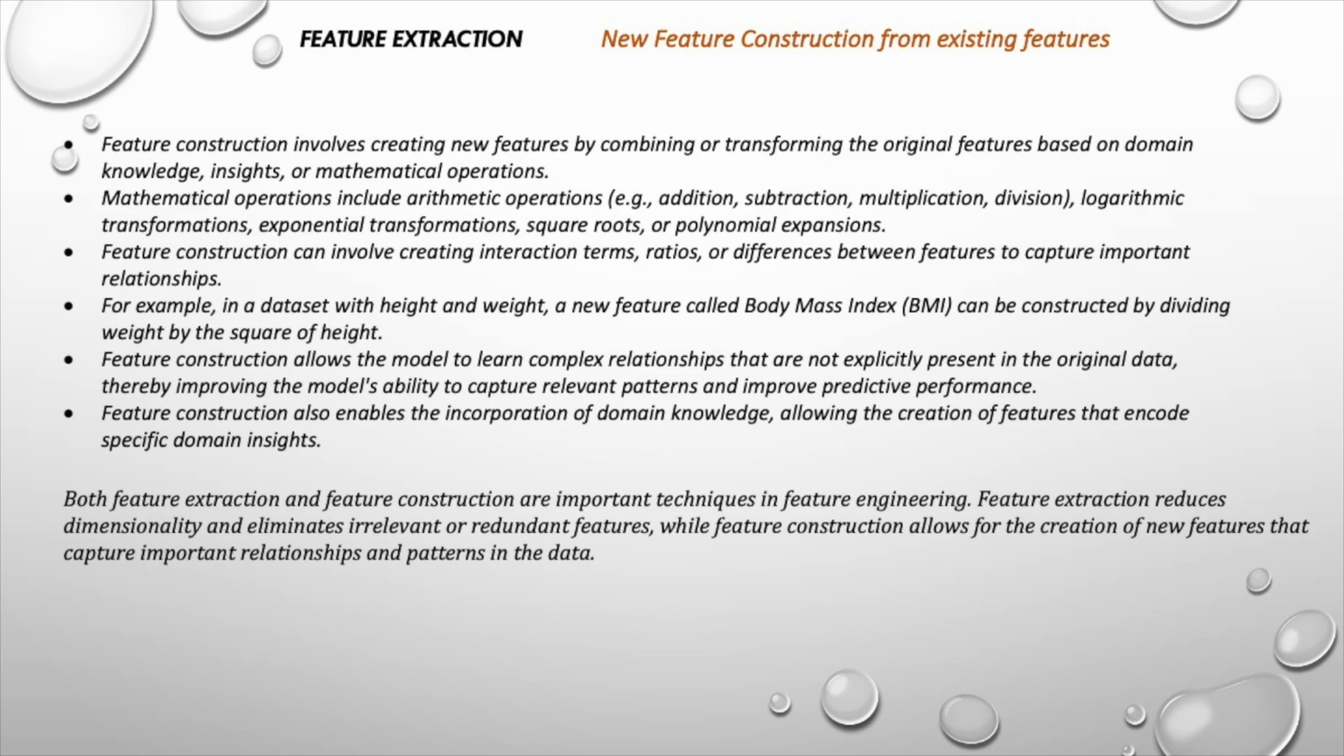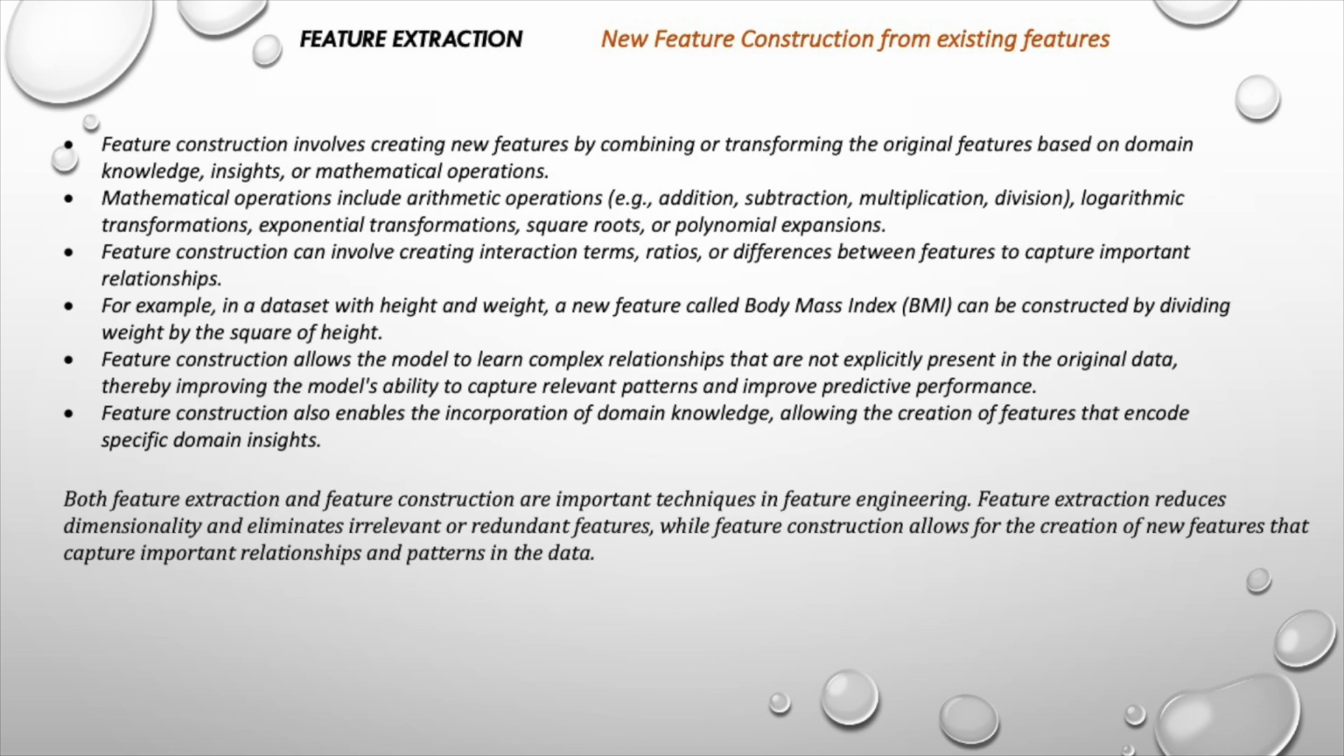New feature construction from existing features. Feature construction involves creating new features by combining or transforming the original features based on domain knowledge, insights, or mathematical operations. Mathematical operations include arithmetic operations, e.g., addition, subtraction, multiplication, division, logarithmic transformations, exponential transformations, square roots, or polynomial expansions. Feature construction can involve creating interaction terms, ratios, or differences between features to capture important relationships.